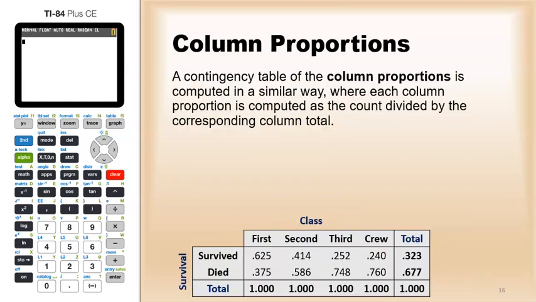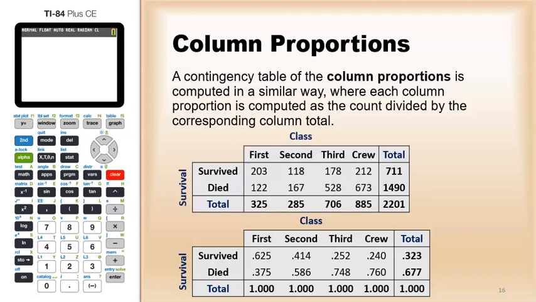Likewise, a column proportion is divided by the column total. So in a contingency table, the column proportions are computed the same way, where each column proportion is computed as the count divided by the corresponding column total. So again, if you take the original contingency table, you take the 203 first class passengers that survived, divided by all the first class passengers, that comes out to be about 62.5%. That's the number you see there.